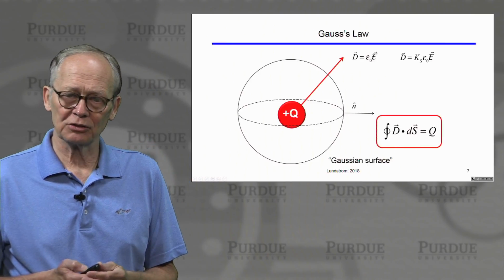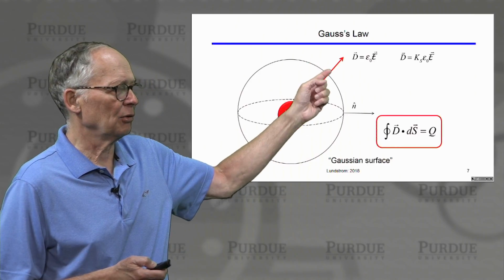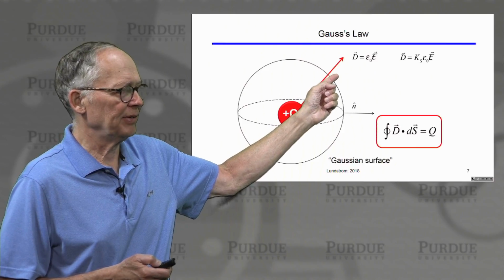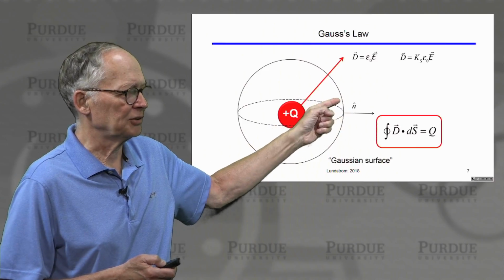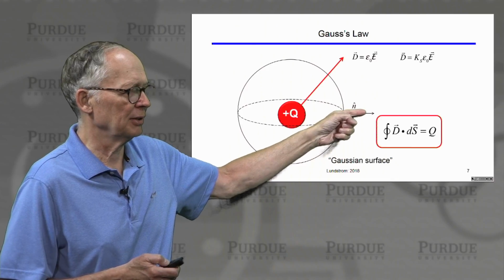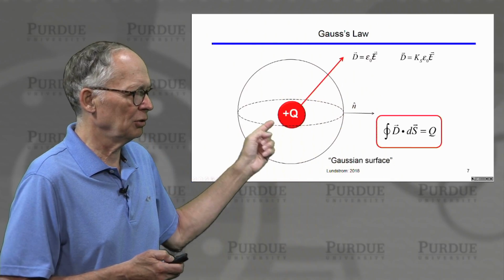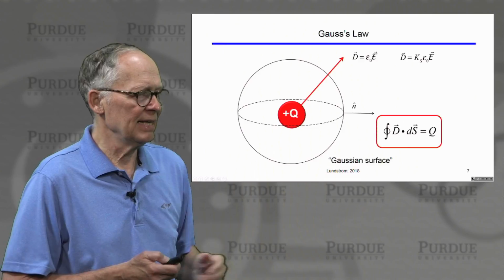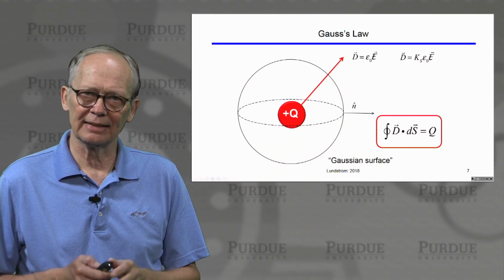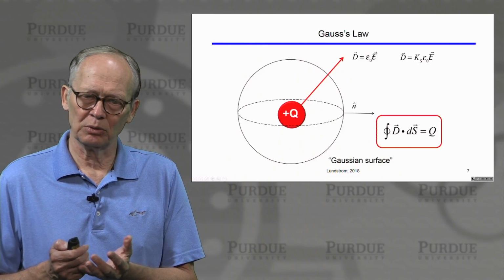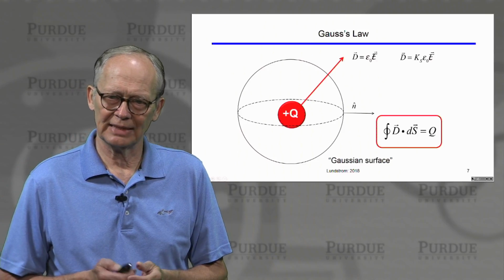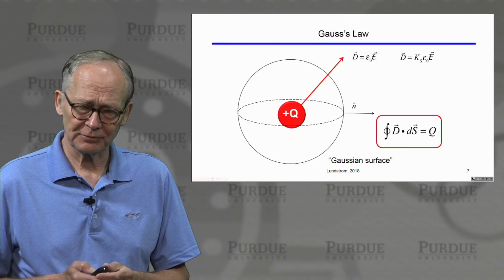Okay. And Gauss's law says that if we do an integral of the displacement field dotted with a surface area which is pointing in the direction of the normal, if we do a closed integral and enclose all of that charge, the integral of D dot dS over that surface will equal the charge enclosed. That's our statement of Gauss's law.